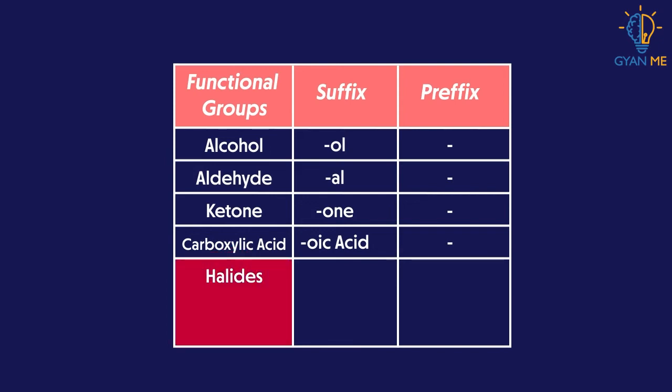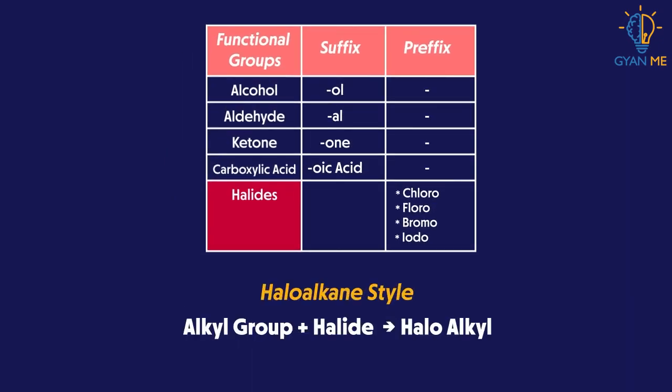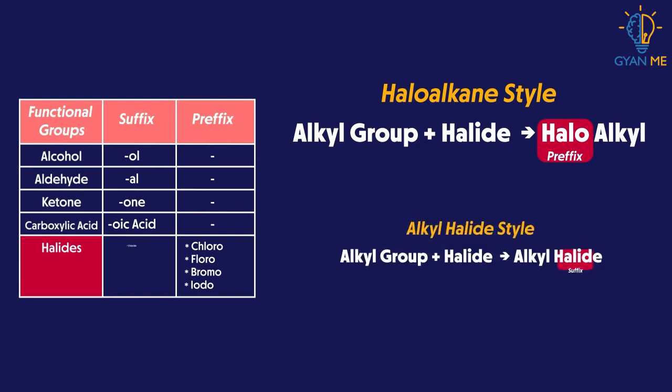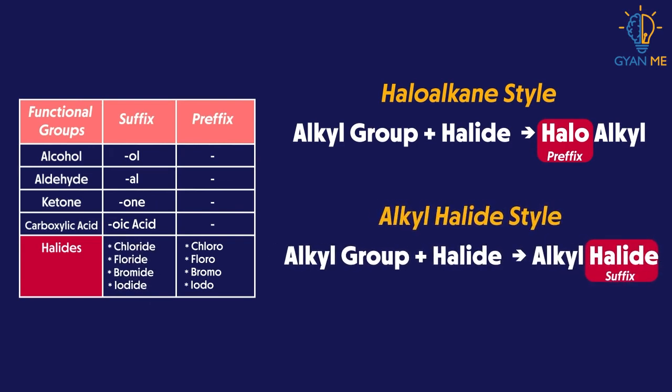The case of halides is slightly different here. In fact, if halides are present as functional groups, we usually use prefixes like chloro, fluoro, etc. for them. This is the haloalkane style of naming, where halo, that is the name of the compound, comes first or is used as a prefix. But we can also name them using the suffix, where their name will be given like fluoride, chloride, and so on. This is an alkyl halide kind of naming system.